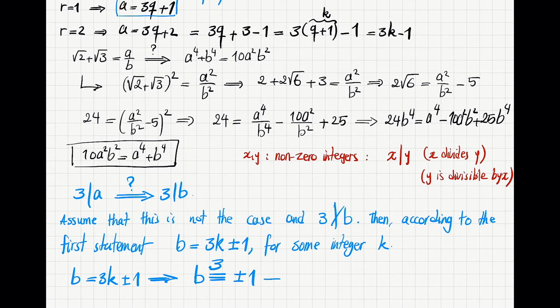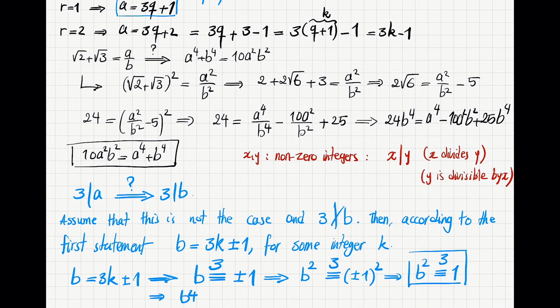Okay? And then it means that B to the 2 is congruent to plus or minus 1 to the 2 modulo 3, but plus or minus 1 to the power of 2 is just 1. So this implies that B to the 2 is congruent to 1 modulo 3. And then if I raise this to power 2 once more, then I will get that B to the 4 is also congruent to 1 modulo 3. Yes, so both B squared and B to the 4 are congruent to 1 modulo 3.